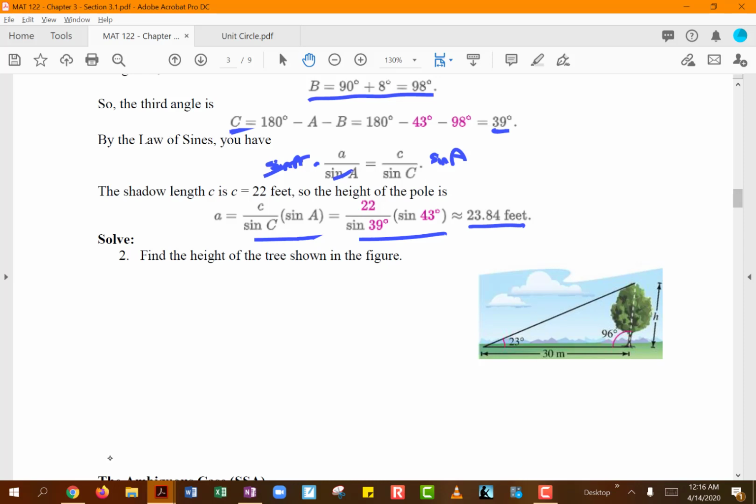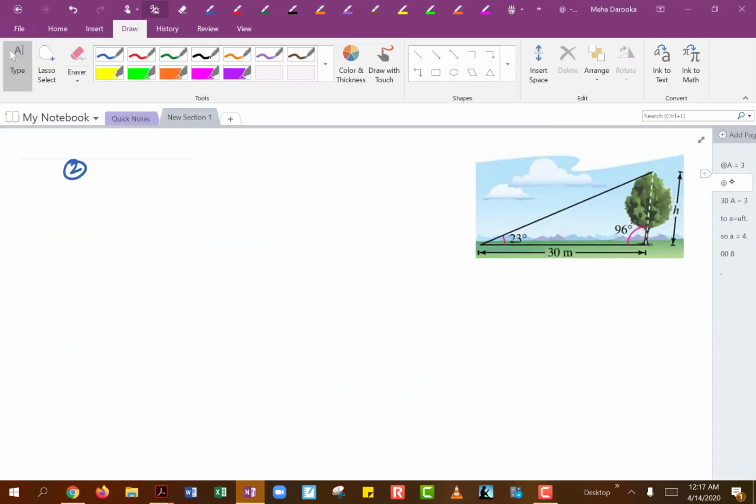So you can basically see that the tree is also leaning, right? And so it's actually making a 96-degree angle with the ground. Which I would imagine is the shadow of the tree is going to be 30 meters long. The angle of elevation from the tip of the shadow to the top of the tree is making a 23-degree angle, and we're basically interested in finding the height of the tree. So we want to know what is that H going to be. So let's go ahead and take a look at how we can solve this.